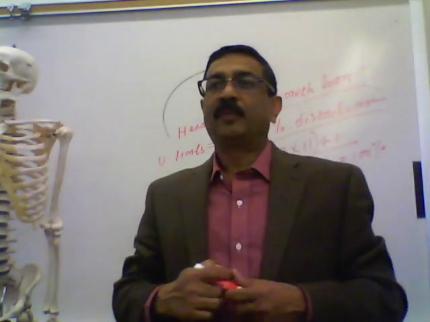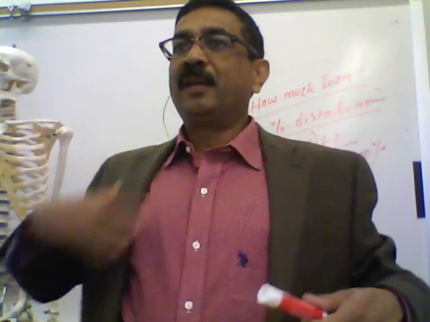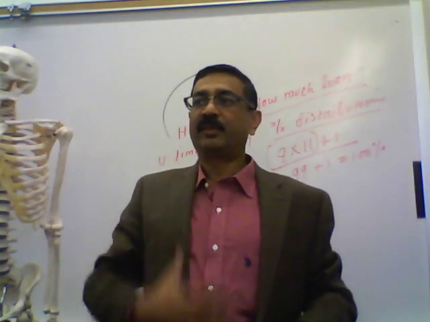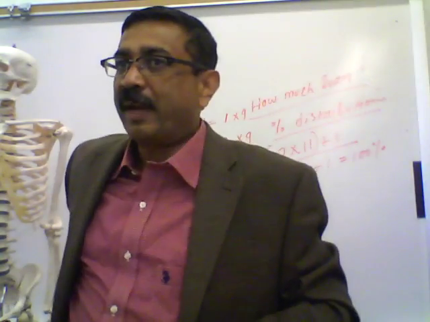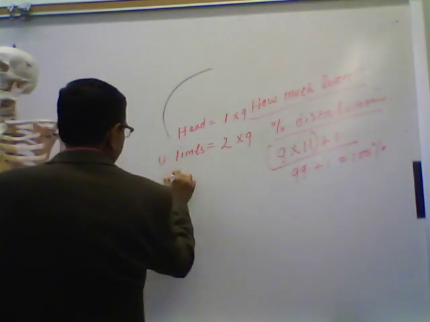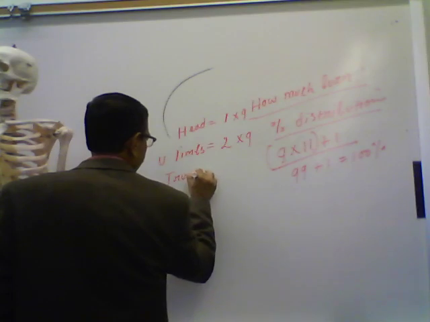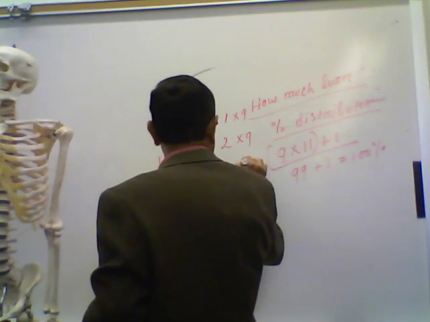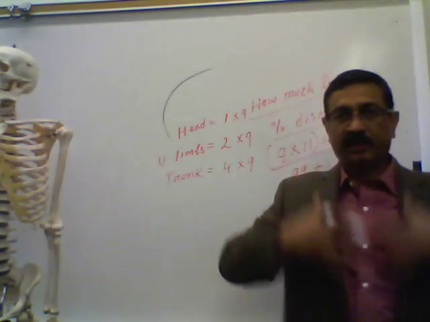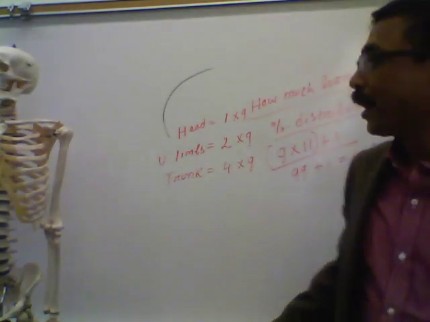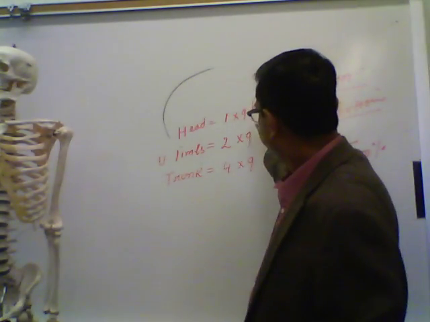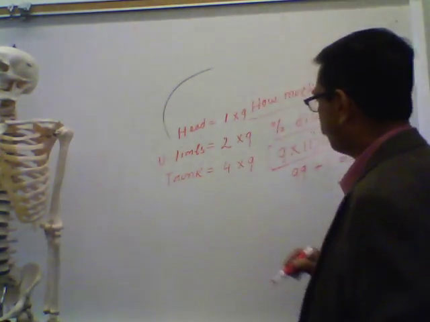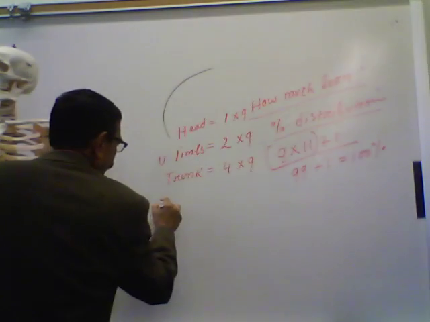Okay, then the trunk, the entire front of the trunk is 2 9s and the entire back of the trunk is 2 9s. So this is 2 9s and the entire back of the trunk is 2 9s. So trunk is 4 9s. 2 9s in the front, 2 9s in the back. Make sense? So you got how many? You got 1, 2, 3 and 4 is 7. Then the lower limb.